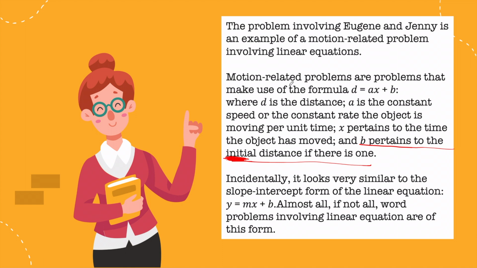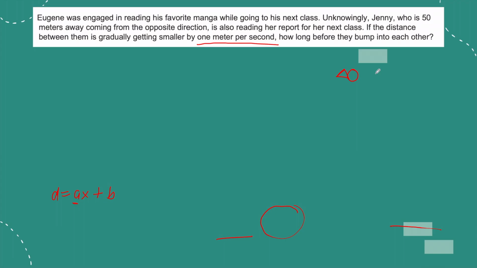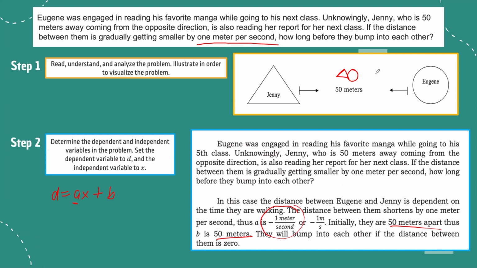Ma'am, bakit hindi D? Yung D ay yung distance nila after na nangyari, yung hinahanap mong distance for that problem. So, kung babalik tayo dito, let's analyze it again. Yan. Ang dependent variable mo ay yung distance na papalapit ng papalapit per second.